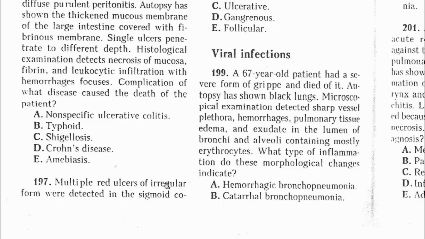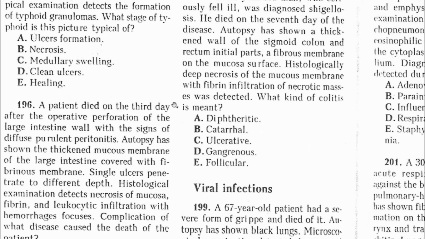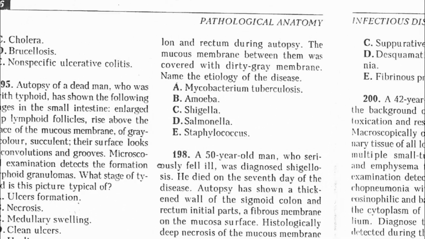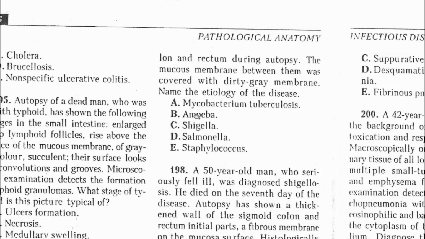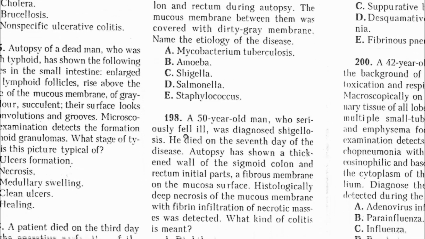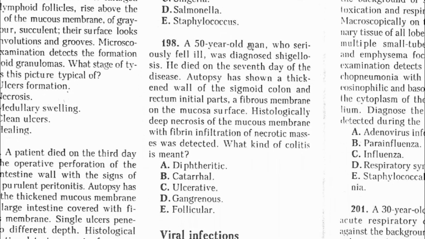Multiple red ulcers of irregular form were detected in the sigmoid. Sigmoid colon is also part of what? The large intestine. So you are thinking of what? Shigellosis or Shigella. Alright. Autopsy, mucus. So your answer is what? Shigella. C. 98. A 50-year-old man who seriously fell ill was diagnosed Shigellosis.